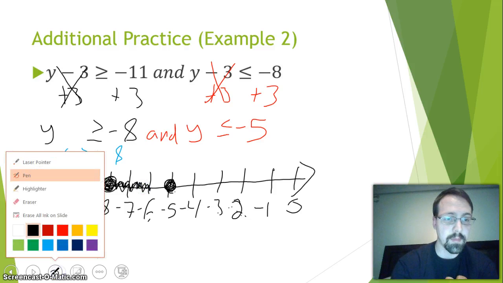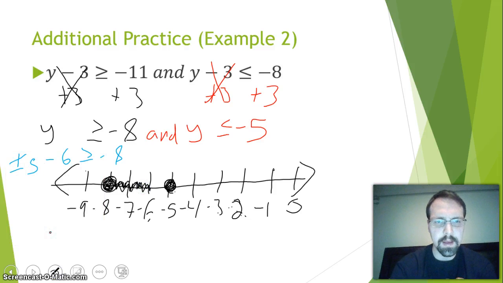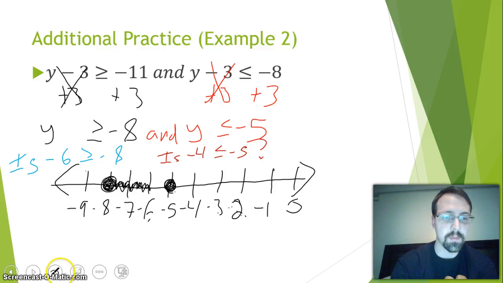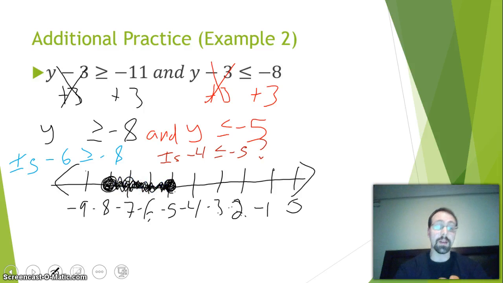And then I can do the same thing with the other one. Is -4 less than or equal to -5? That's false. So I'm going to shade away from -4. So I'm going to shade towards that. Oh, cool. So this is like a range of values, saying that I could be anywhere between -8 and -5 and include -8 and -5 in on it.